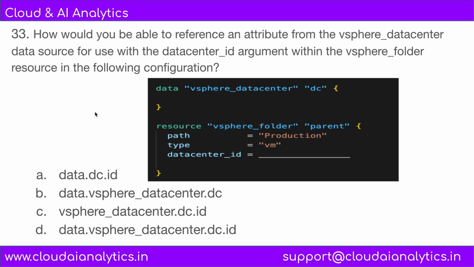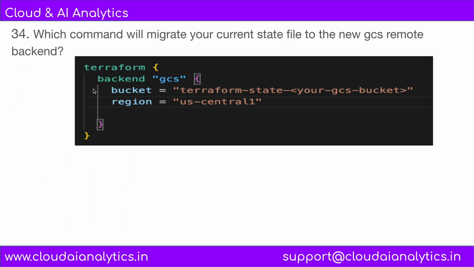So that's it. The right answer to this question is option D, which is data.vsphere_datacenter.dc.id. Ideally, when referencing data sources in Terraform, the correct syntax is data.providertype.name.attribute. So when you're referencing the data, you should have data.vsphere_datacenter.dc.id. So the right option is option D. And now moving on to the next question.